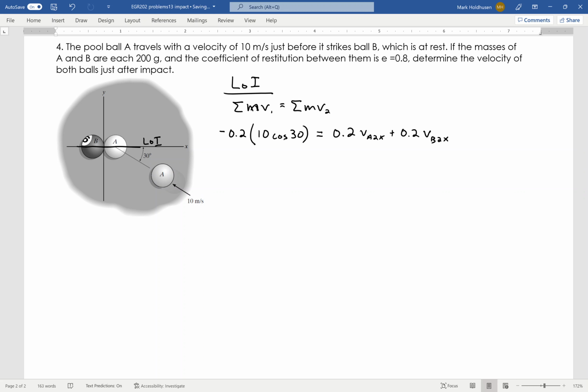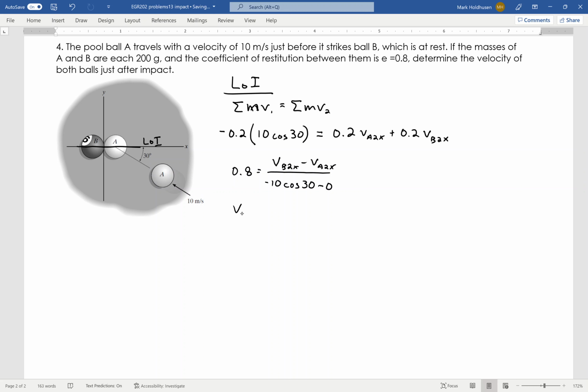Now, the other thing I've got is the coefficient of restitution. So I could take that 0.8, and it's going to be the difference in the final velocities, which will be VB2x minus VA2x, divided by the difference in the initial velocities, which is going to be that first one, again, negative 10 cosine 30. Okay? And there'll be minus 0 because there is no velocity of B initially. Okay? So two equations, two unknowns.